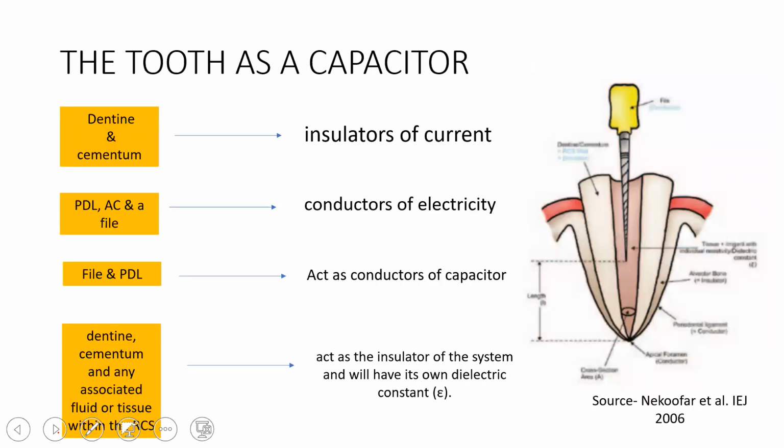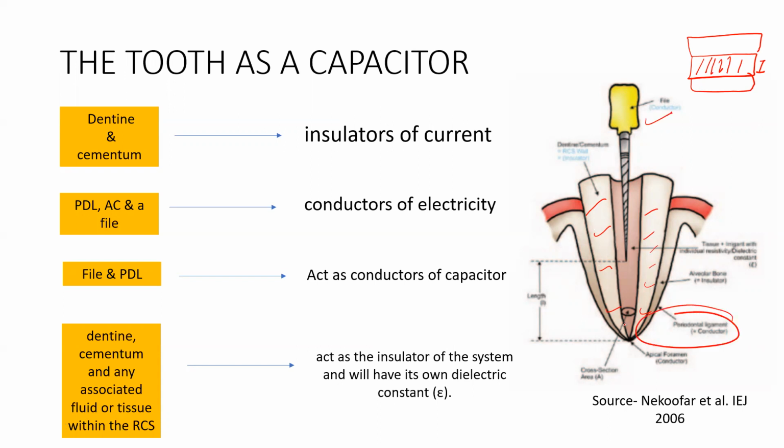Now, our tooth acts as a capacitor. But how can it act as a capacitor? So, as I said, a capacitor is an insulator sandwiched between two conductive materials. Here the insulator is basically our dentin and the cementum, and the conductive materials through which the electrons or the current will pass are actually the file and the periodontal membrane. So the file and the PDL act as the conductors of the capacitor.